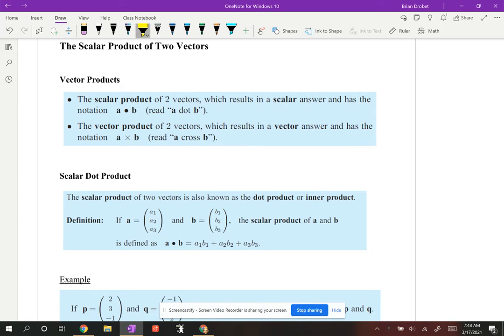The scalar product is called the scalar product because it results in a scalar, in other words, a number. The vector product results in a vector, and we call that one A cross B, and we use the more traditional multiplication sign for that. So two different vector products. We're going to start today with the scalar product only.